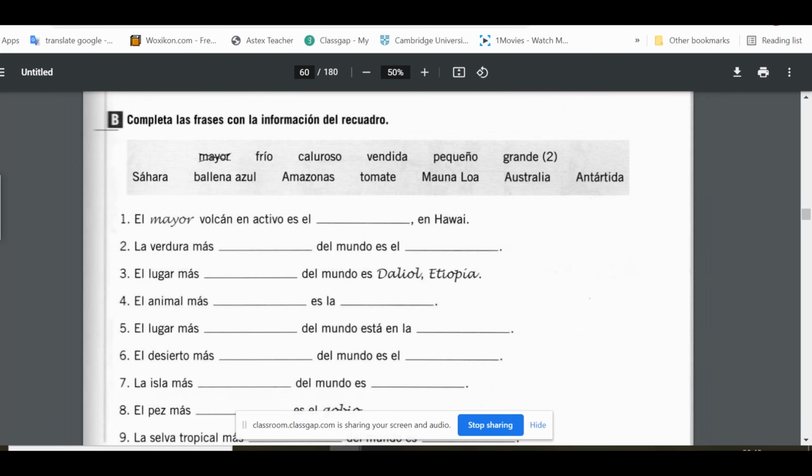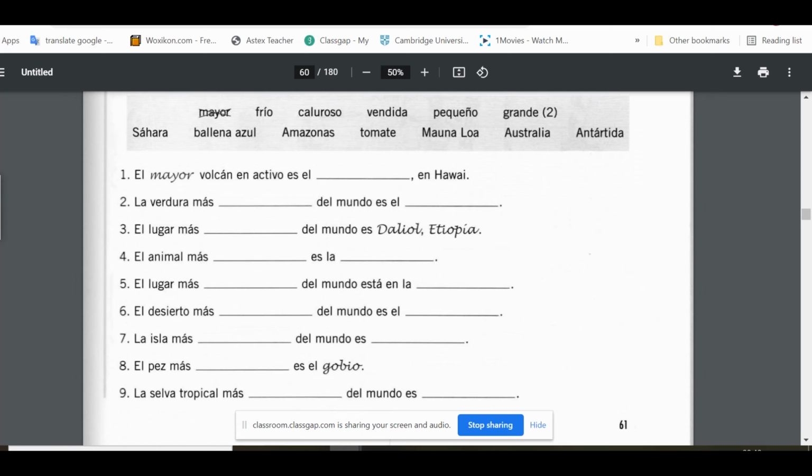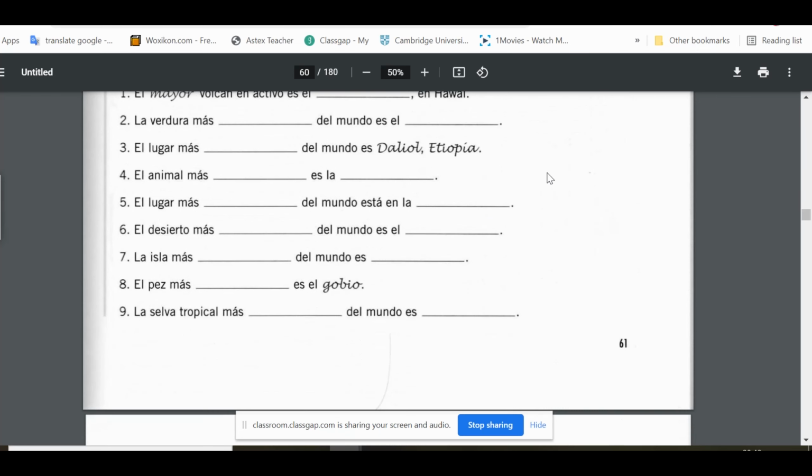Let's practice. Vale. El mayor volcán en activo. So mayor also means biggest. Yeah. The active volcano is in Hawaii. Okay. Mauna Loa. No, I don't like this exercise because you have to know. I suppose this one, Mauna Loa. Okay, we're gonna do another one.